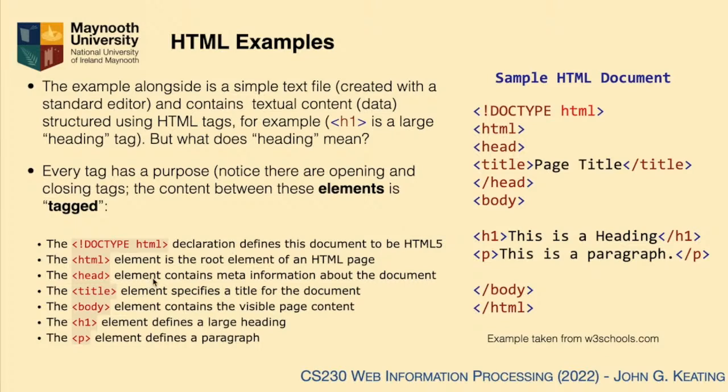The doctype here tells us that the declaration defines an HTML5 document. The HTML element tells me it's the root element of the page. The head element contains meta information about the document. The title is more meta information. The body contains the visible page content. H1 defines a large heading, and P defines a paragraph. And this is the way you can structure this data.